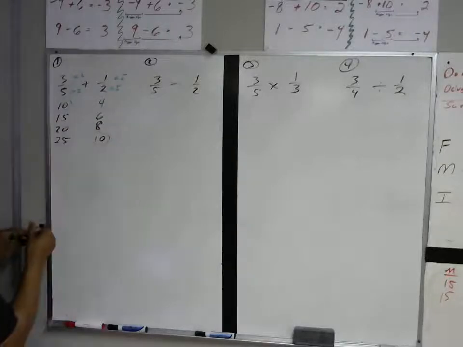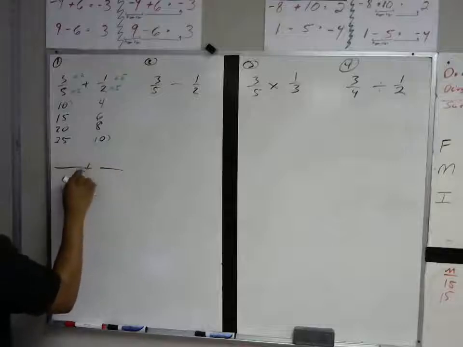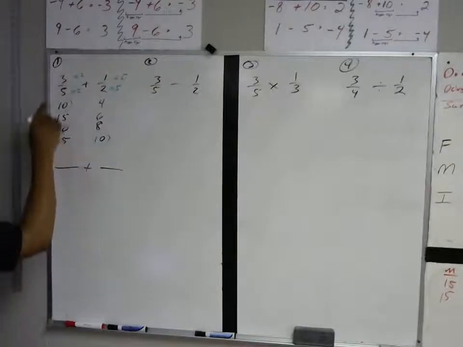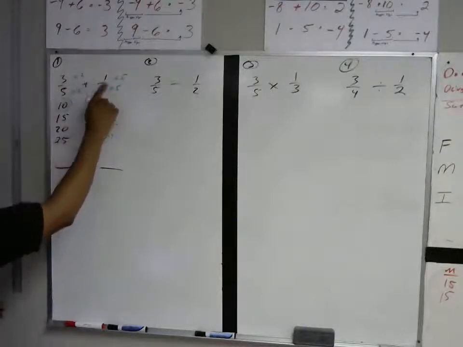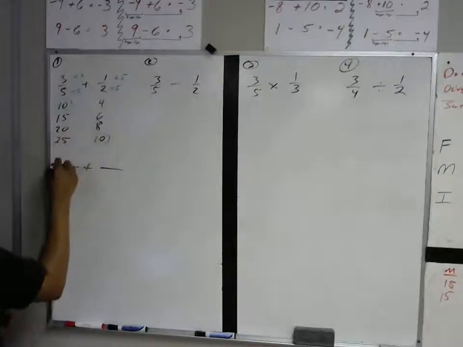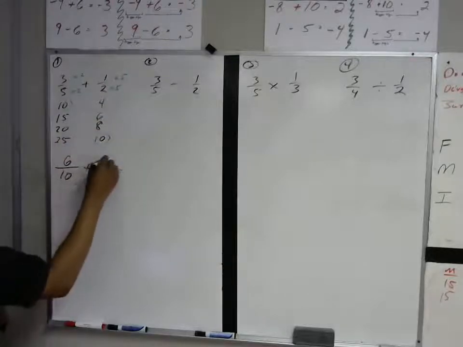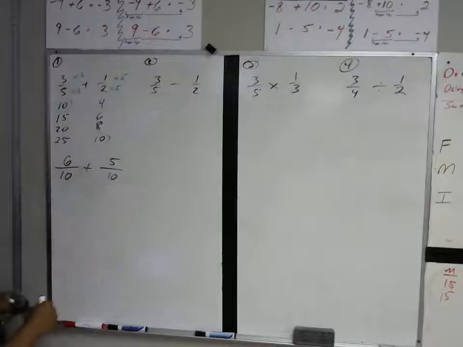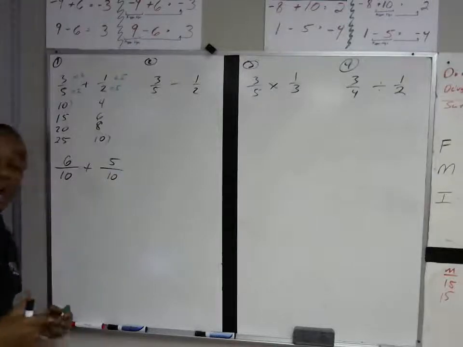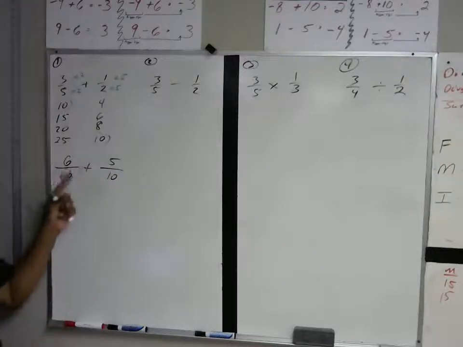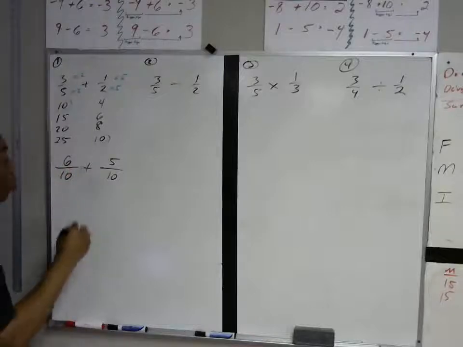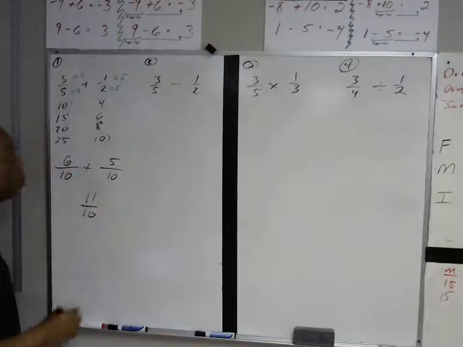Okay. As a result, we get our new fraction. 3 times 2, 5 times 2, 1 times 5, 2 times 5. The answers are 6, 10, 5, and 10. Now we add the two fractions. 6 over 10 plus 5 over 10, we get 11 over 10.